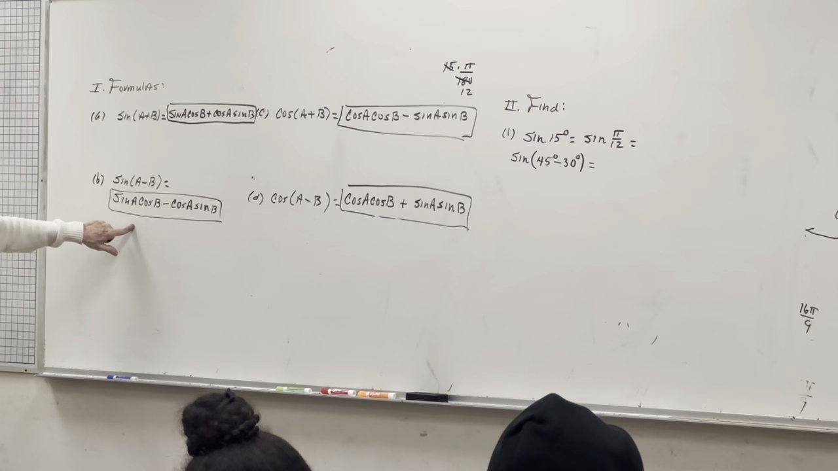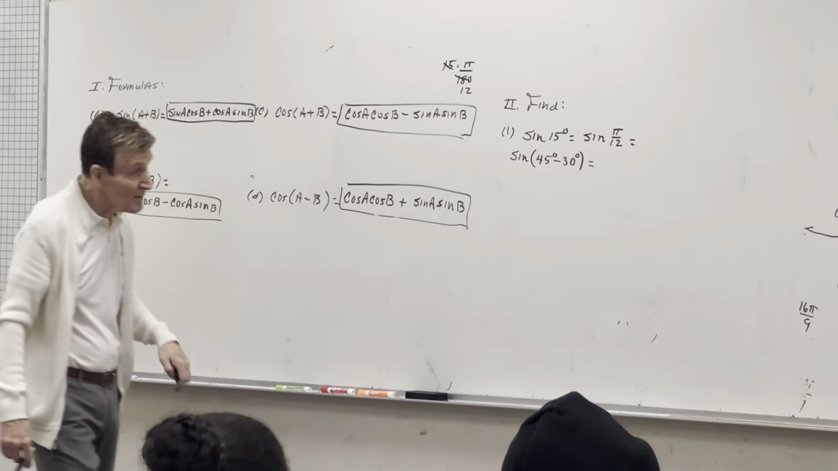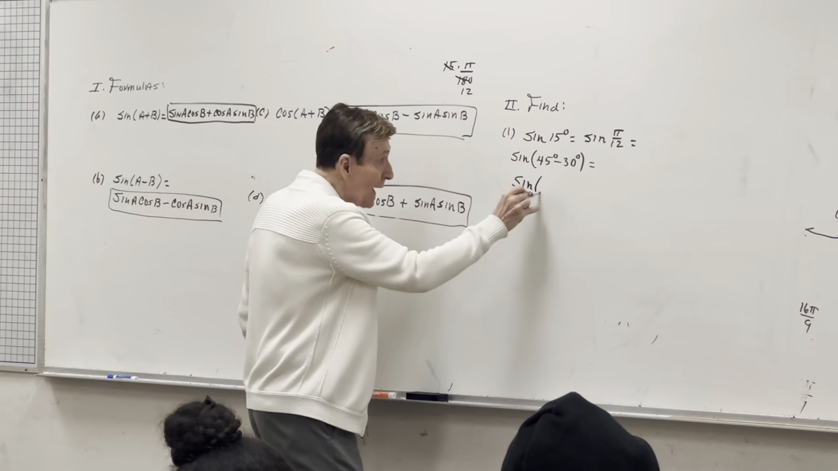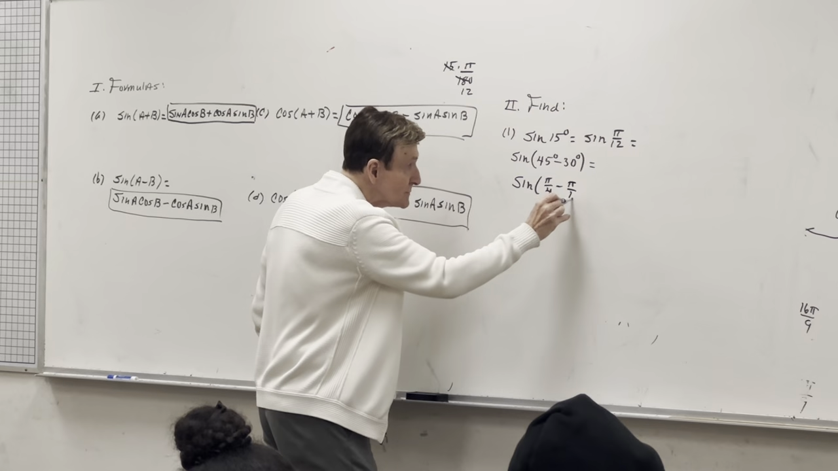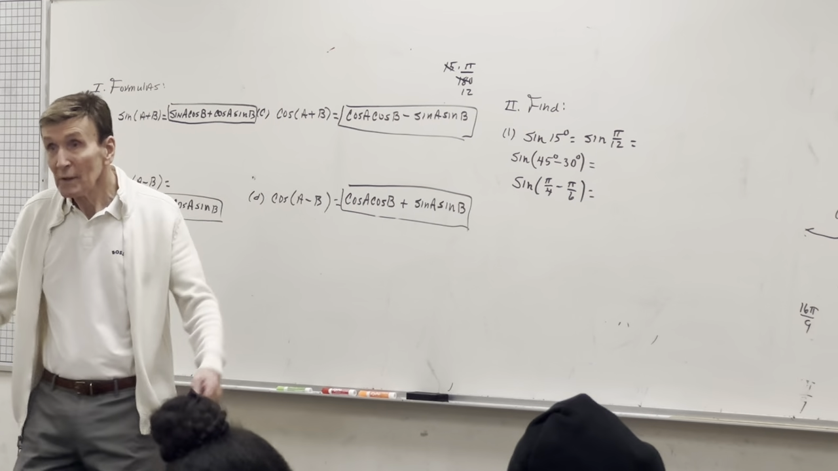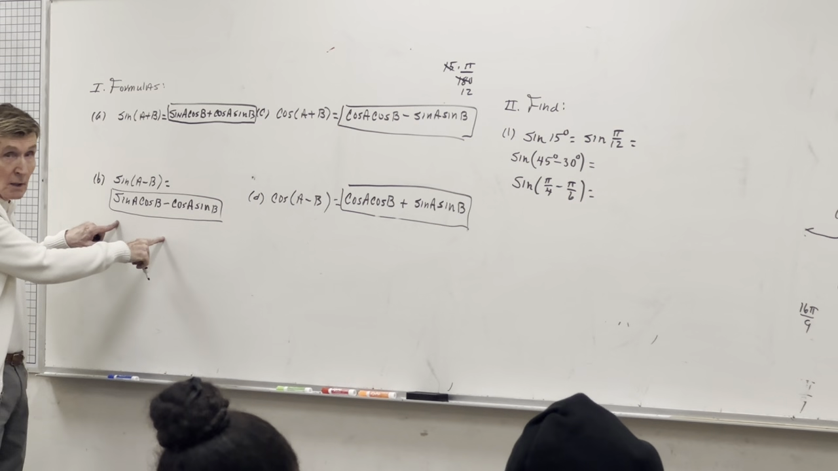Sine A minus B. And 45 subtract 30 is 15. Let me put this in radians. So you're telling me take sine of pi over 4, looks a little bit better, subtract pi over 6. Same thing, just radians. But we still want an answer. Now what's that answer? It all depends on this formula.